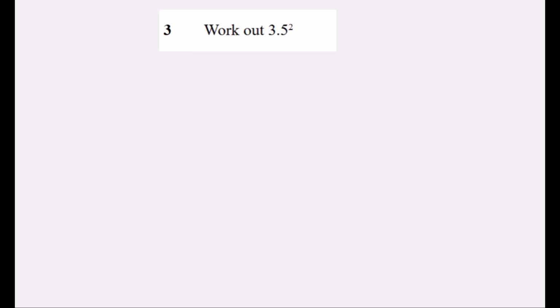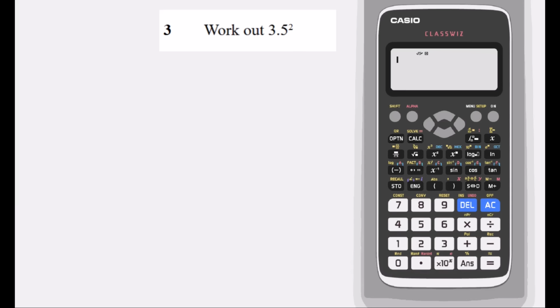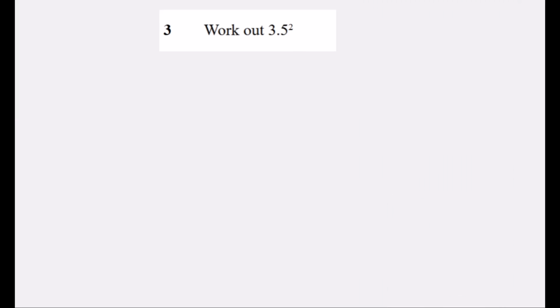Question 3. Work out 3.5 squared. So we're just going to type it into the calculator. 3.5 squared, press equals. We get 49 over 4, which is a perfectly good answer. Or we can press this SD button and write 12.25.